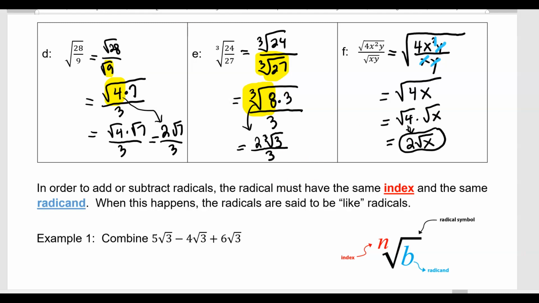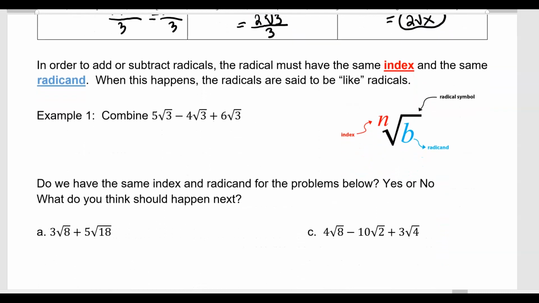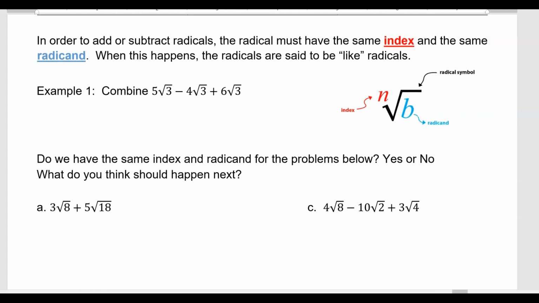Now, in order to add or subtract radicals, the radicals must have the same index. And as you can see in red here, that's the index. And they must also have the same radicand, and the radicand is what's under the radical. So, for example, in this first example here, 5 radical 3 minus 4 radical 3 plus 6 radical 3. Notice that all three of these have the same index and radicand.